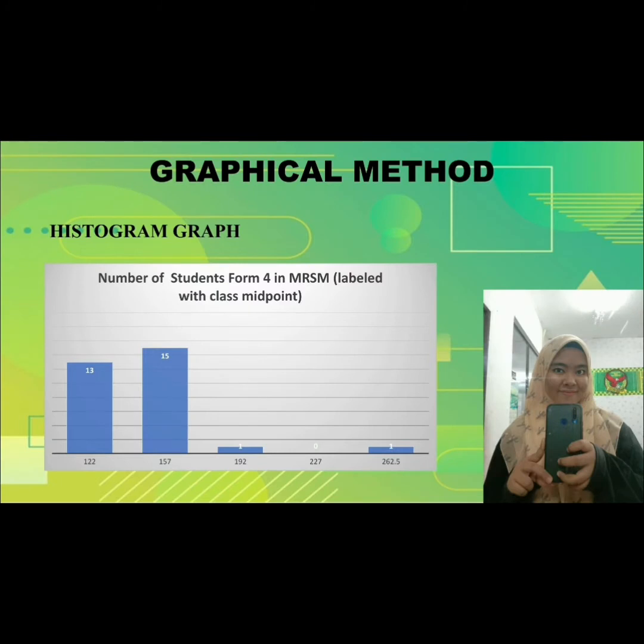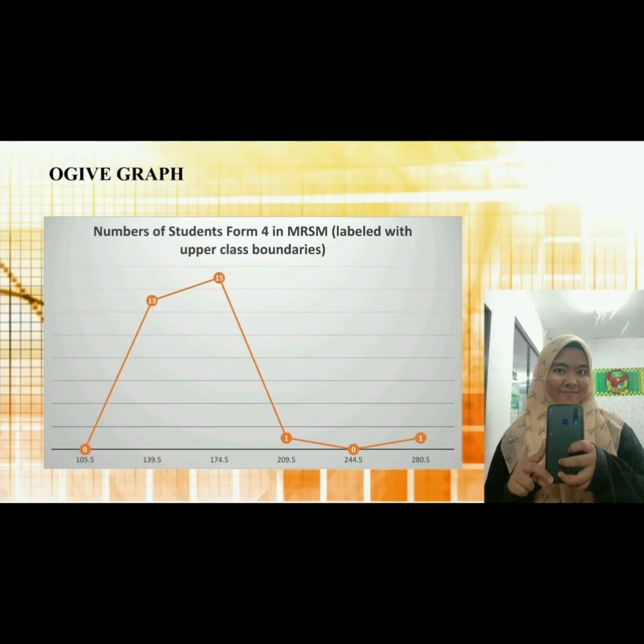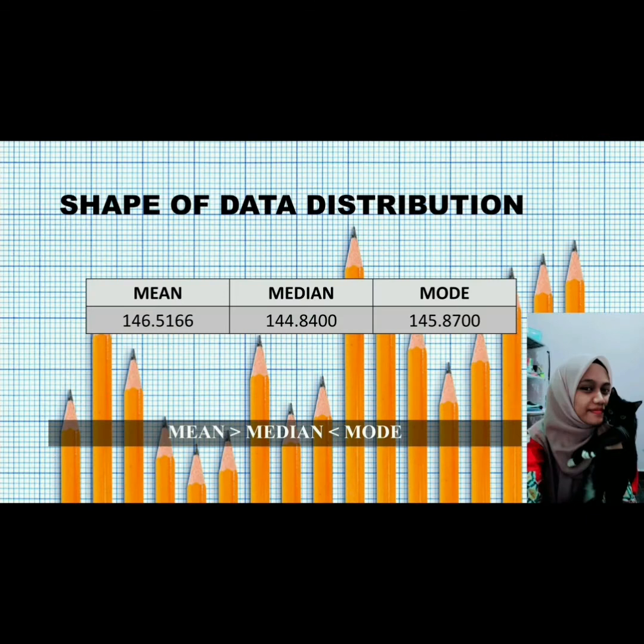Graphical method. We have used 2 types of graph in this assignment. That was histogram and ogive graph. Shape of data distribution consists of mean, median, and mode. Mean was 146.5166. Median was 144.8400. Mode was 145.8700. Mean is bigger than median. Median is lower than mode.